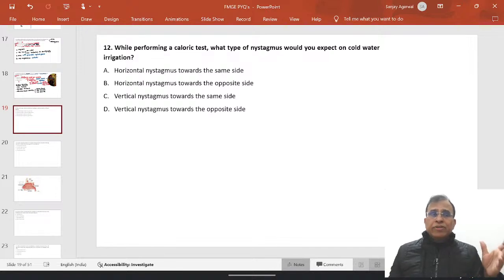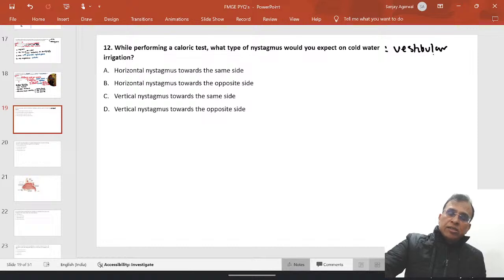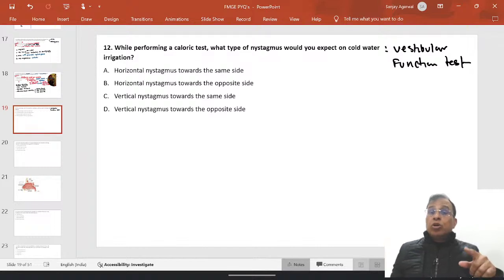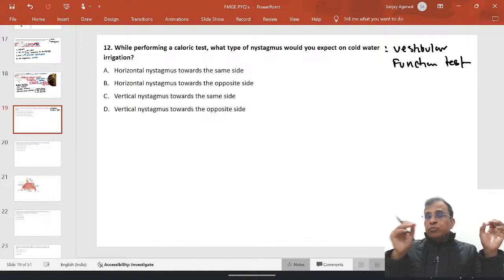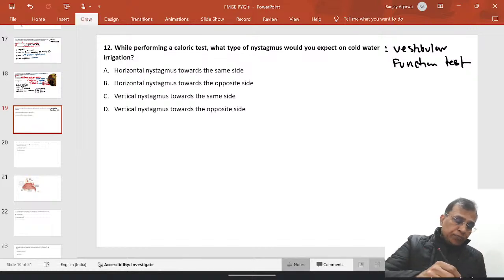So you should know that when you do caloric test, as I told you in one of the previous questions, you are actually checking the vestibular function. It's a type of vestibular function test, and it is checking the vestibulo-ocular reflex that I told you. That's why when you stimulate the vestibule in caloric test by syringing the water, this vestibulo-ocular reflex is stimulated and the eye starts moving left and right, and that's called nystagmus. Right? So when you do a caloric test, nystagmus is always horizontal, never vertical.